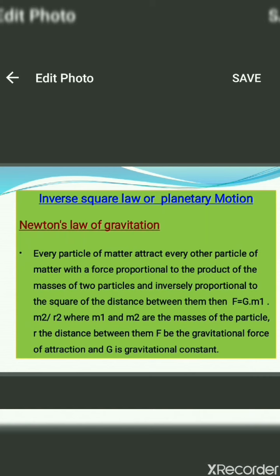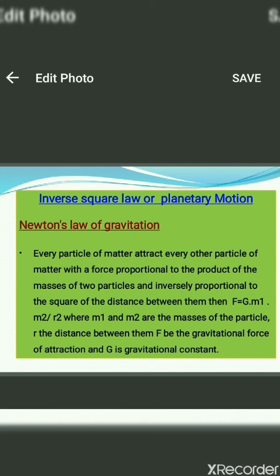Every particle of matter attracts every other particle of matter with a force that is proportional to the product of the masses of the two particles and inversely proportional to the square of the distance between them. Then F equals G m1 m2 divided by r square, where m1 and m2 are the masses of the particles, r is the distance between them, F is the gravitational force of attraction, and G is the gravitational constant.